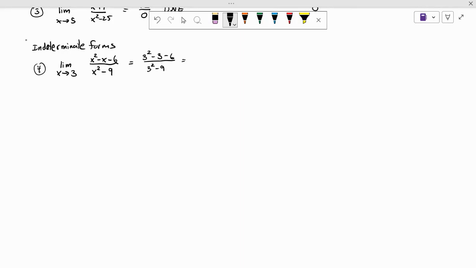And what do you get on top? What do you get on bottom? So you do have that 0 over 0 situation that you are referring to, and this is called an indeterminate form, meaning the limit might exist, it might not, and so we don't know yet. We have to somehow resolve this situation.